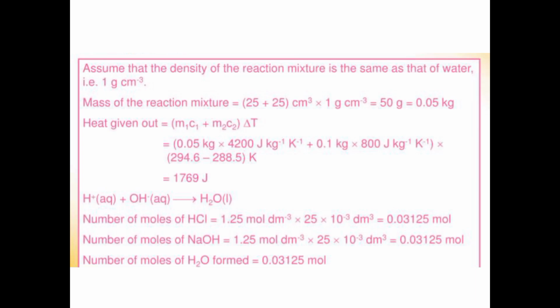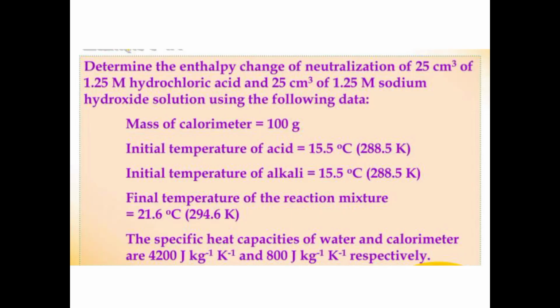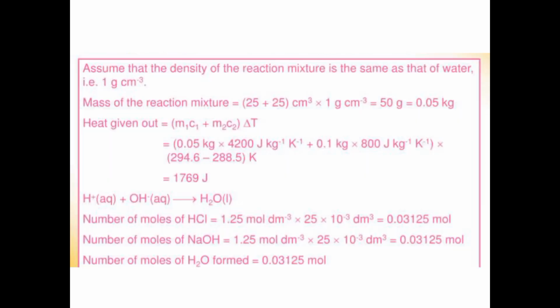Don't forget that from the question, both of them have the same volume. So if they have the same volume, they are expected to have the same density. That's why we are using 1 gram in this case. So both of their volumes together multiplied by the density will give us the mass, which is 0.05 kilogram. It is 50 gram divided by 1000 to give us the kilogram.